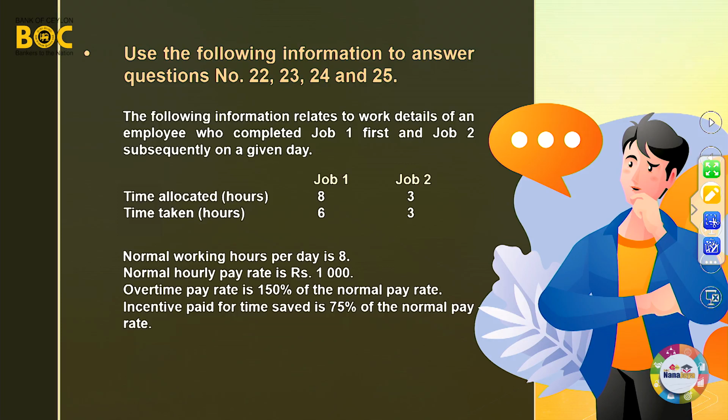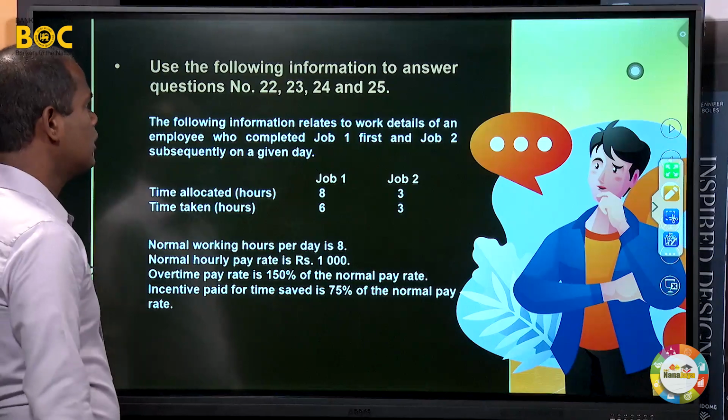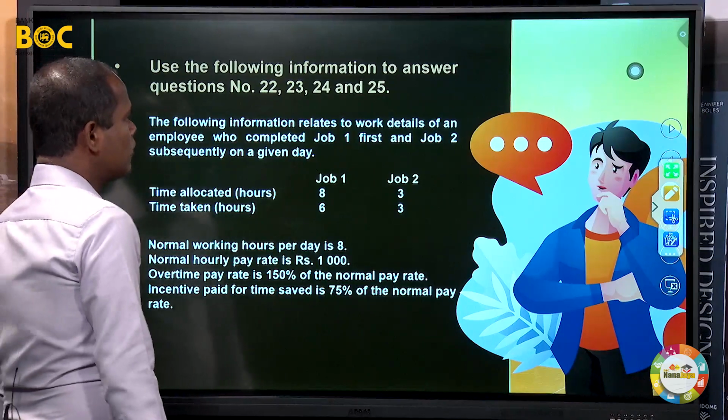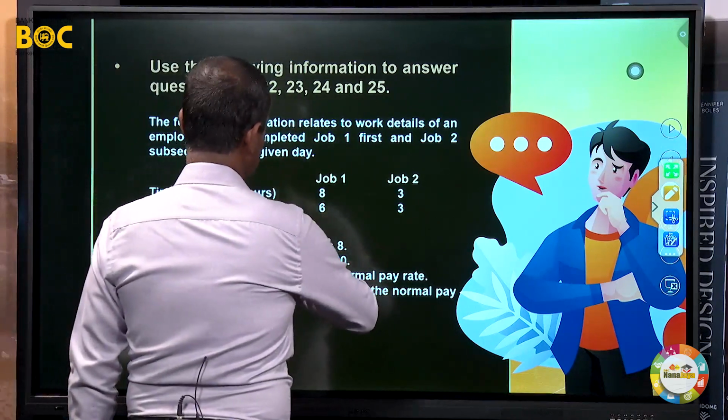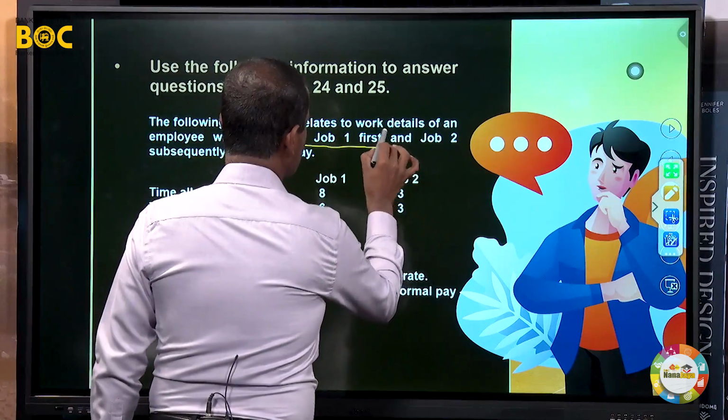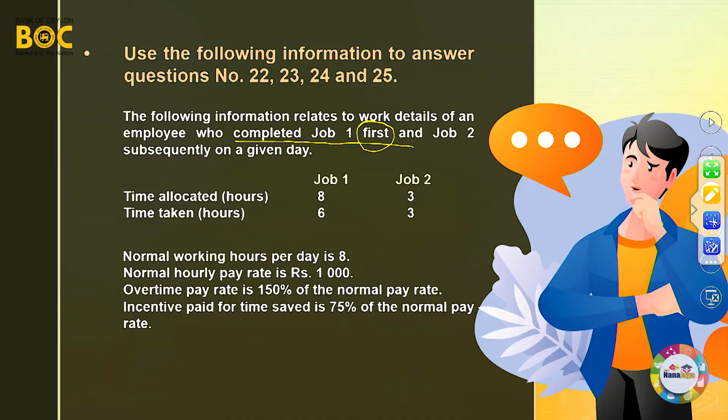Use the following information to answer questions 22, 23, 24 and 25. The following relates to the work details of an employee who completed job 1 first and job 2 subsequently, on a given day.